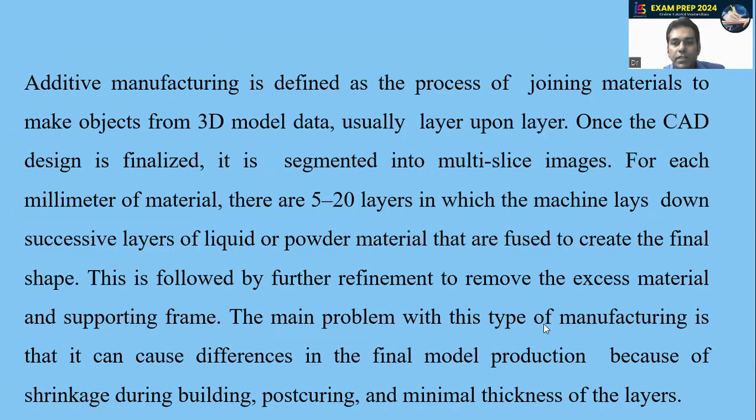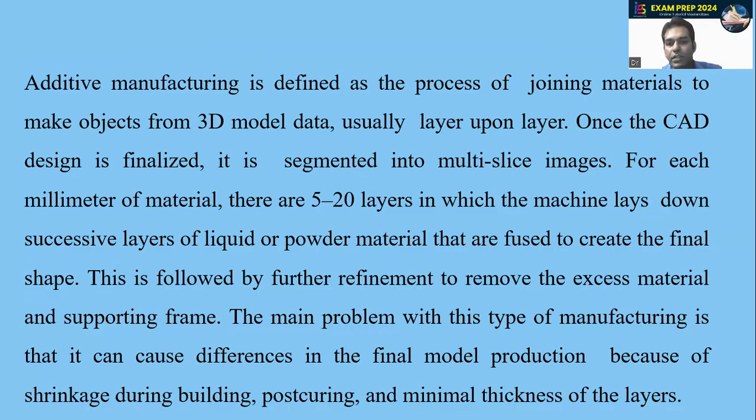Whereas additive manufacturing is defined as the process of joining materials to make objects from 3D model data, usually layer upon layer. Once the CAD design is finalized, it is segmented into multi-slice images. For each millimeter of material, there are 5 to 20 layers in which the machine lays down successive layers of liquid or powder material that are fused to create the final shape. This is followed by further refinement to remove the excess material and supporting frame.